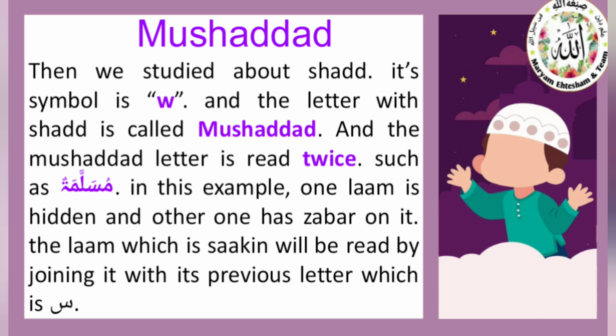Then we studied about shad. Its symbol is W, and the letter with shad is called mushaddad. And the mushaddad letter is read twice, such as musallamatun. In this example, one lam is hidden and the other one has a zabar on it. The lam, which is sakin, will be read by joining it with its previous letter, which is seen.